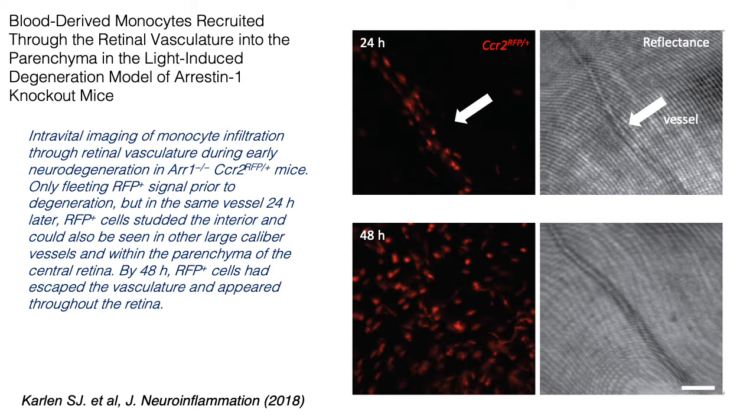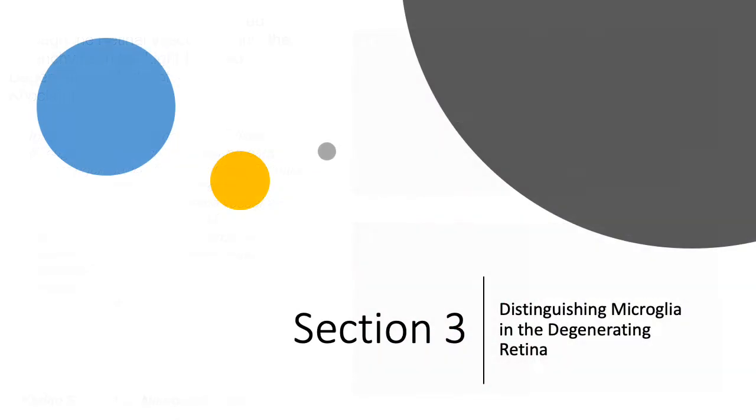Then raising the question of which specific cell type might be invading the outer retina. Is it the microglia or the monocyte? That is the topic of the next section.